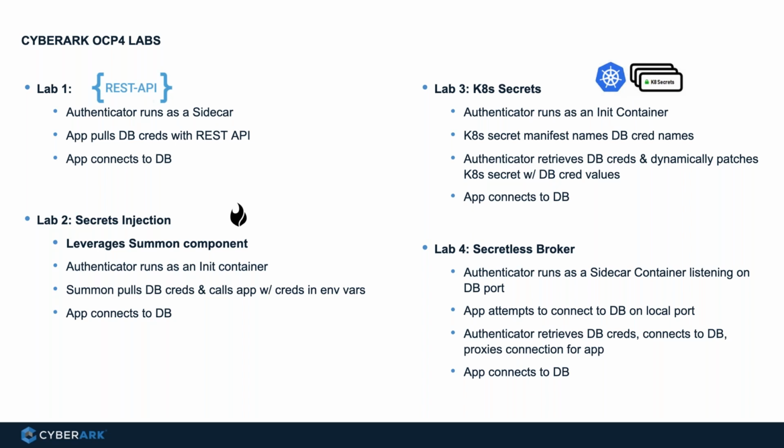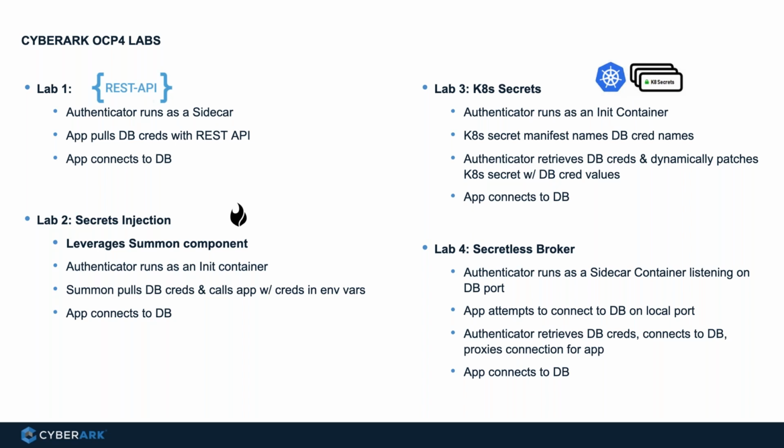CyberArk mentioned, I think, 4 different ways for how applications can fetch secrets, including REST API and environmental variables. What would you recommend I use for OpenShift applications? I'll take that one. And I would say if secretless works for you, I would go there first, because that is going to be the most secure.